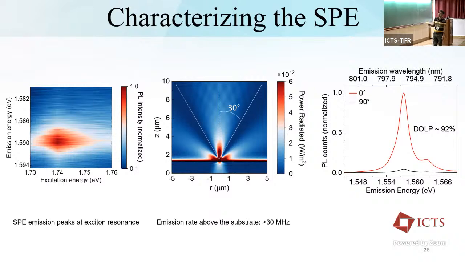And of course there are some surface waves and all. Our objective collects within about 30 degrees or so. So within this we are collecting about 1/3 of the total emission. So 10 megahertz means the total emission rate is about 30 megahertz or so, which is pretty good. And also these are highly polarized emissions that depend on the structure of the defect.